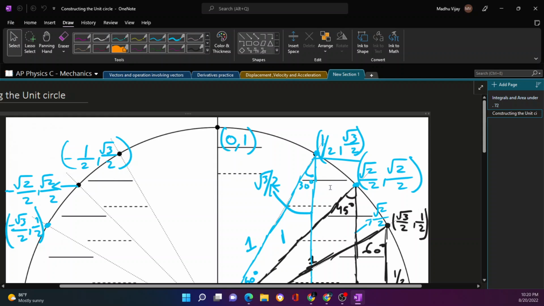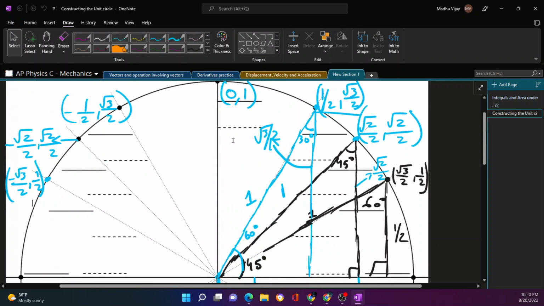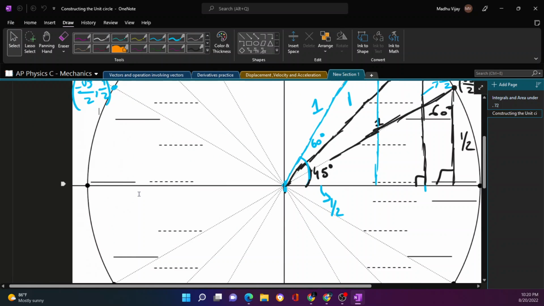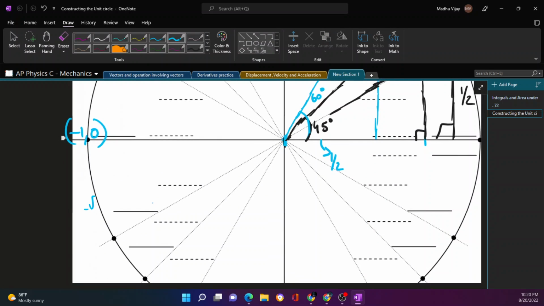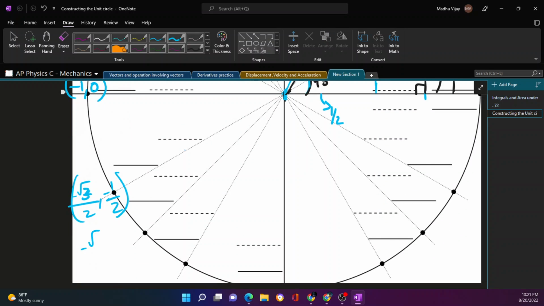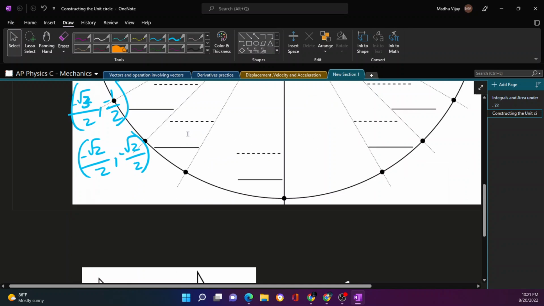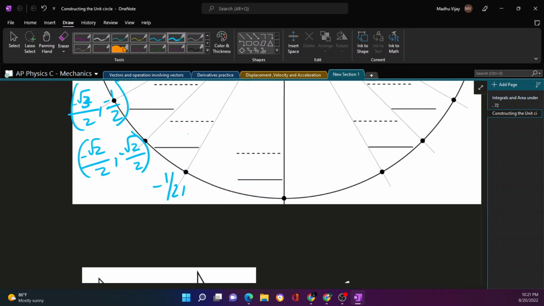So this video was just a quick intro on how exactly we get these coordinate values on the unit circle. Let me actually just quickly finish doing the entire thing. Negative 1 comma 0. This is going to be negative square root of 3 over 2 comma negative 1/2. This is going to be negative square root of 2 over 2 comma negative square root of 2 over 2. This is going to be negative 1/2 comma negative square root of 3 over 2.